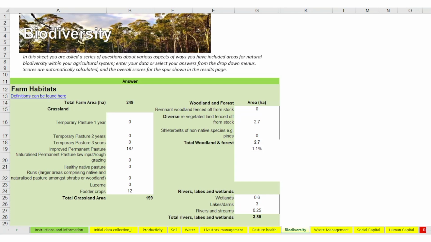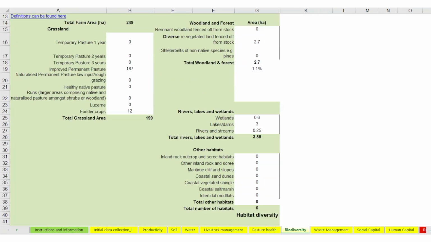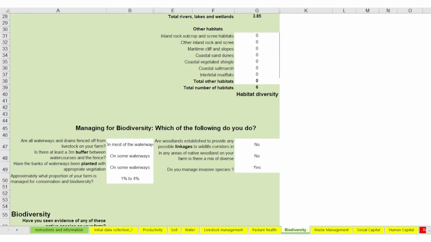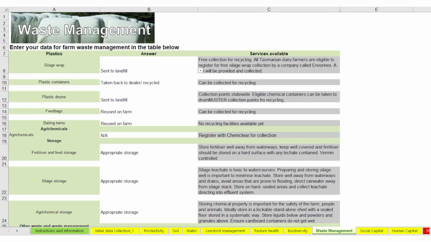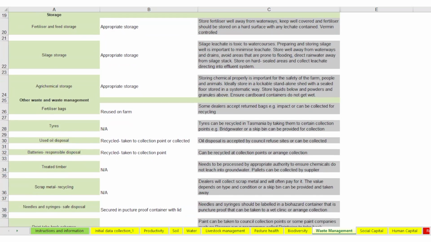The biodiversity worksheet looks at how habitat on the farm can be utilised by native flora and fauna. As we work down the worksheet, use the drop-down boxes to answer questions about how the farm is being managed for biodiversity. Record any evidence of native species on the farm. The waste management worksheet asks questions about recycling and management of waste. Services that are available in Tasmania are displayed next to the waste product.